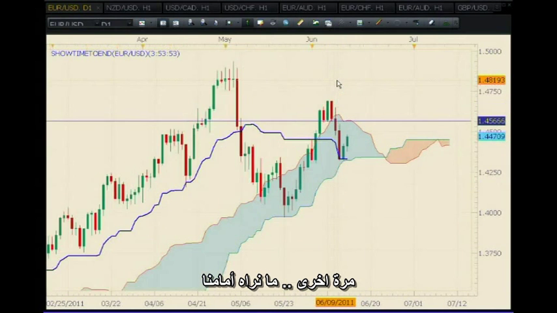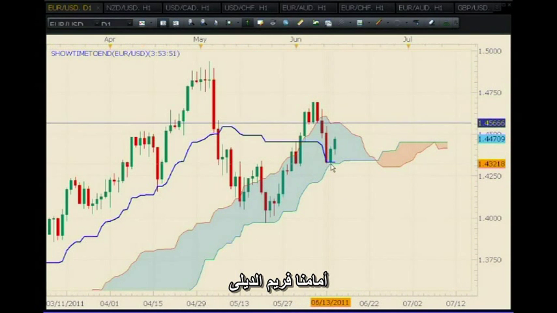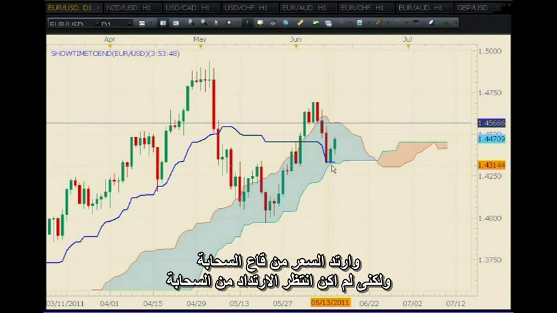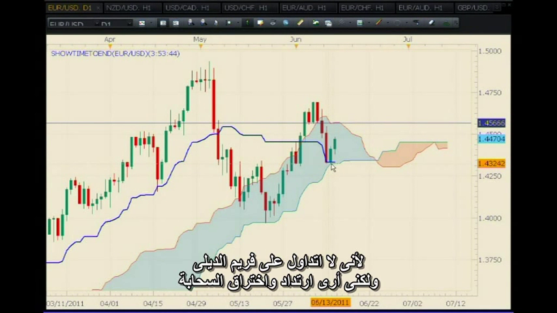Now, again, I came down here on the daily and bounced off the bottom of this Kumo, but I wasn't looking for a Kumo bounce on this because I'm not trading the daily.